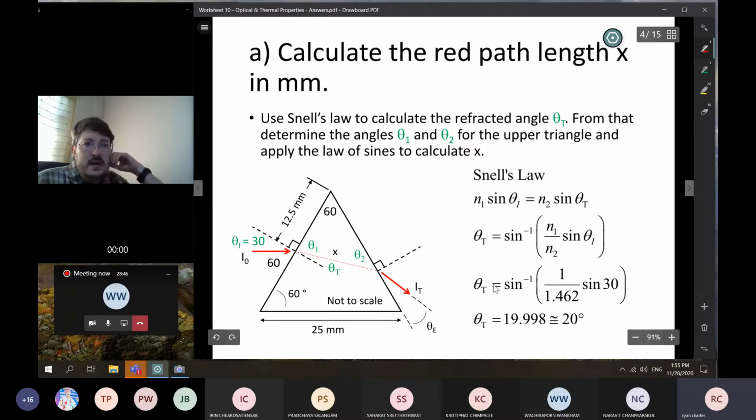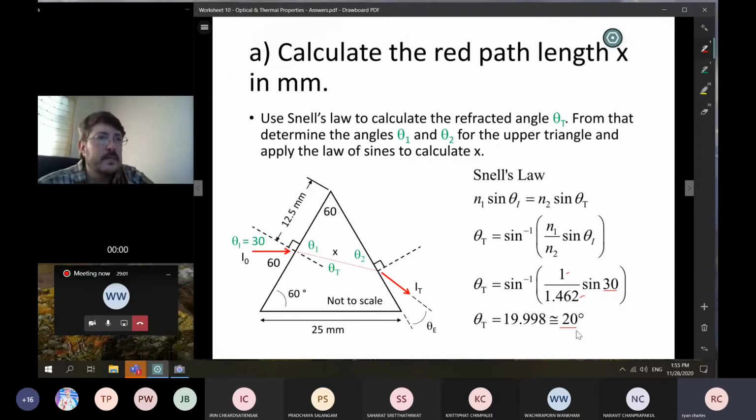So we use Snell's law. We want to find theta t. We said that it's in air. Here's the index of glass. Here's the incident angle, 30. And theta t would be 20 degrees. 20 degrees.